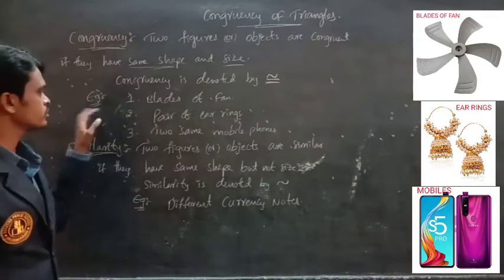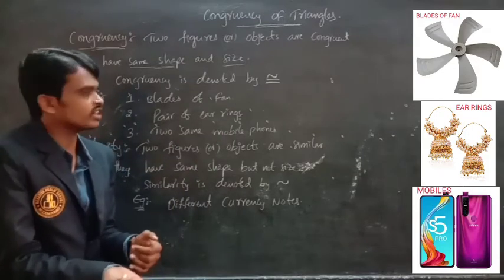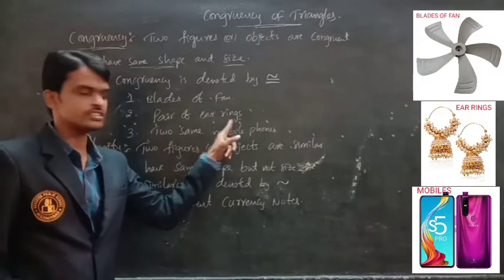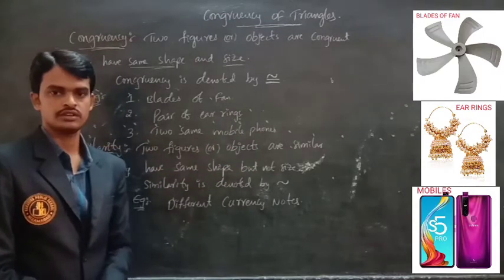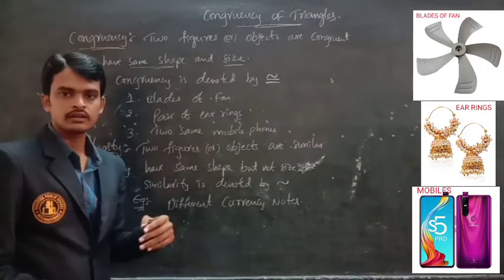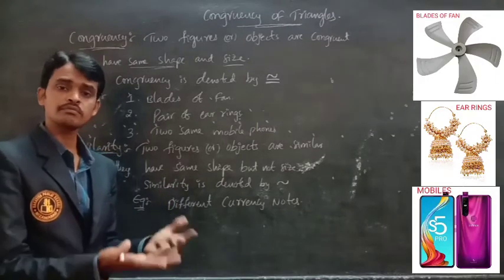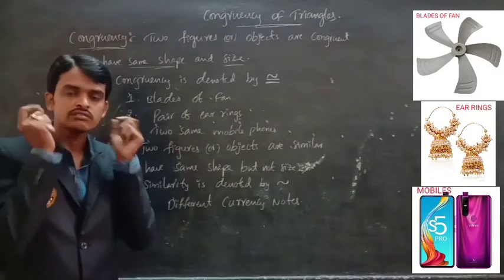Now examples: blades of a fan. Just now we discussed blades of a fan, a pair of earrings, and two same mobile phones. So blades of a fan are the same shape and the same size. Pair of earrings both will be the same size and shape.